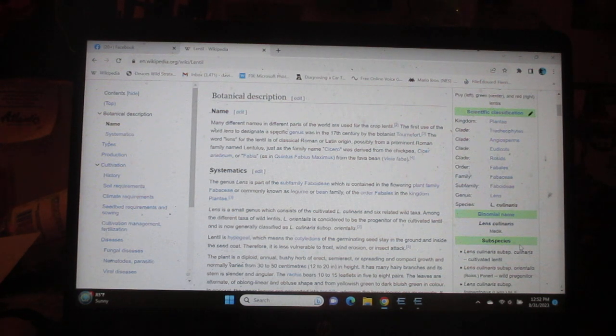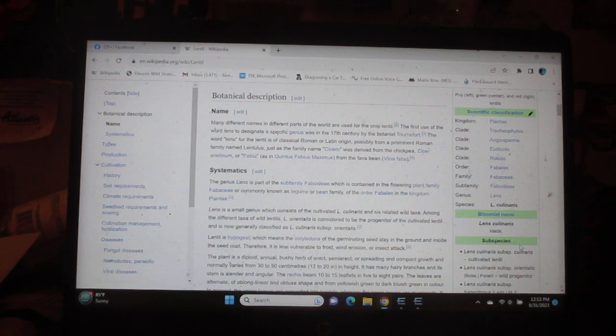The word lens for the lentil is of classical Roman or Latin origin, possibly from a prominent Roman family named Lentilus, just as the family name Cicero was derived from the chickpea Cicer arietinum, or Fabius, as in Quintus Fabius Maximus, from the fava bean, Vicia faba.